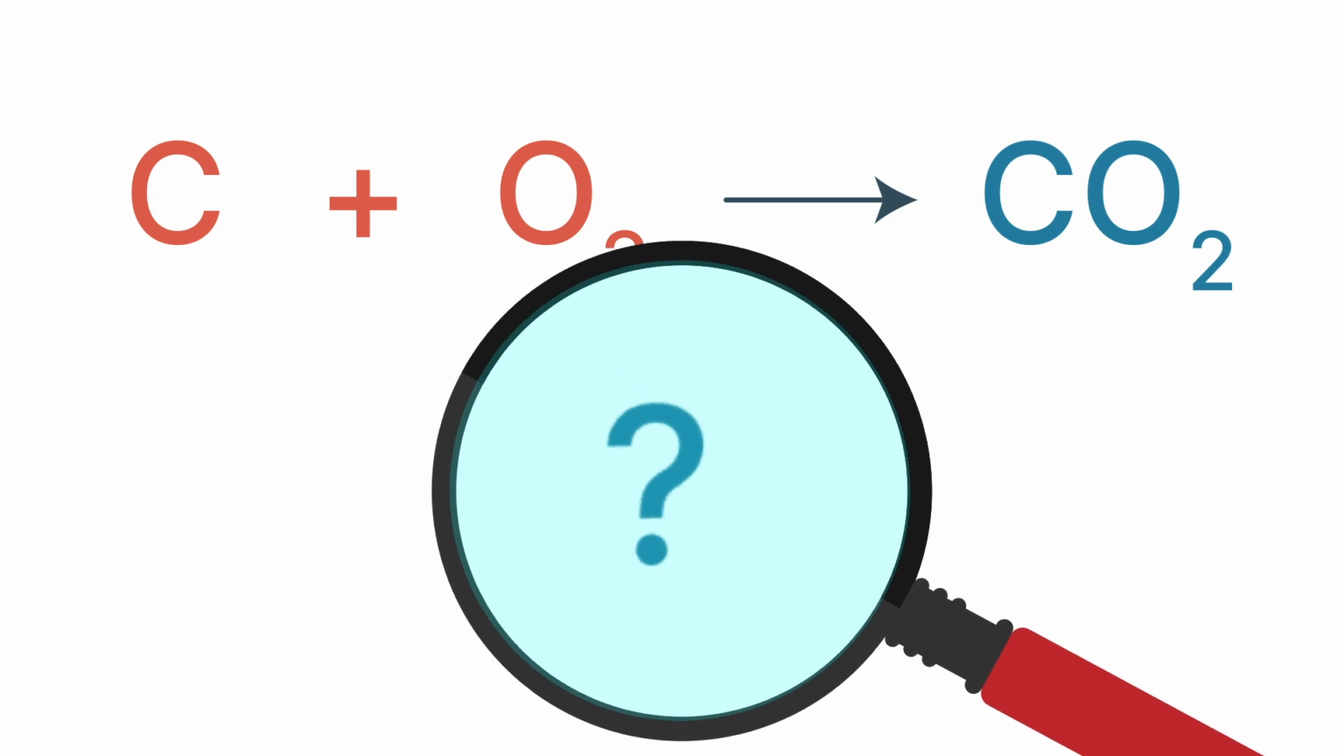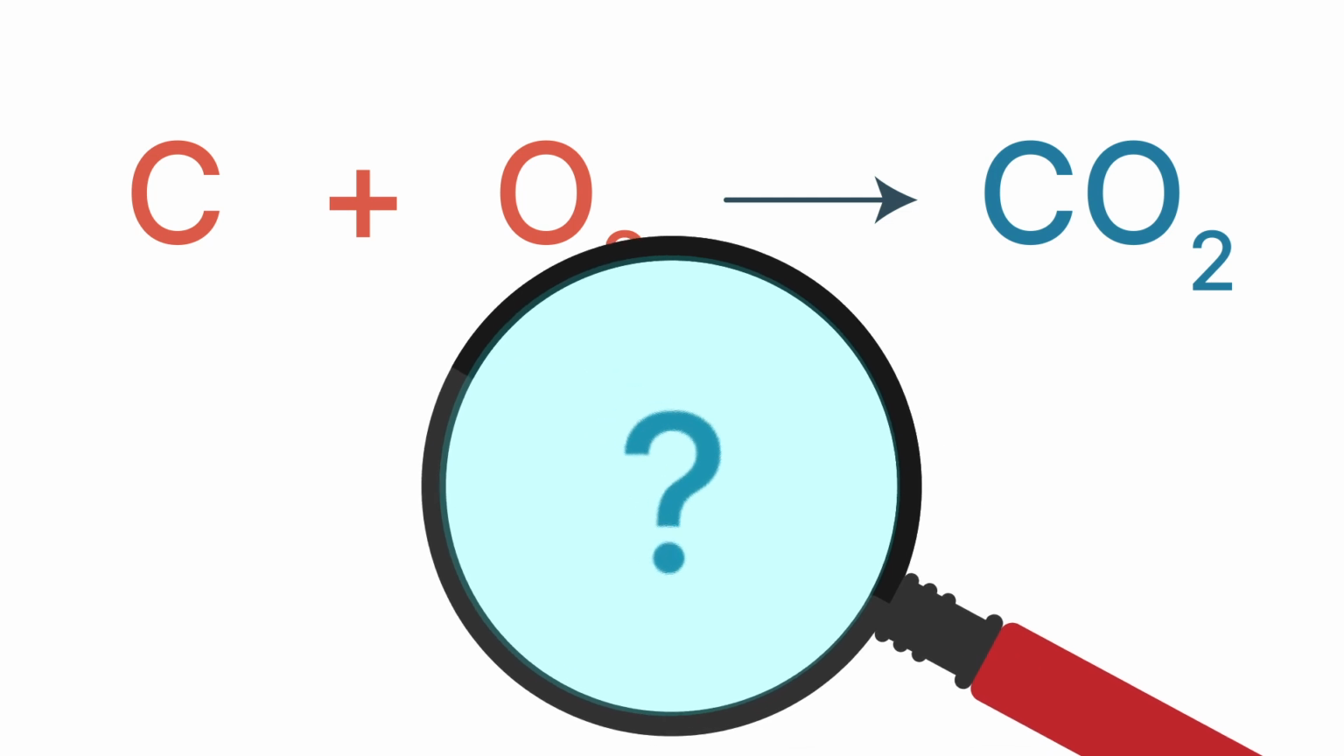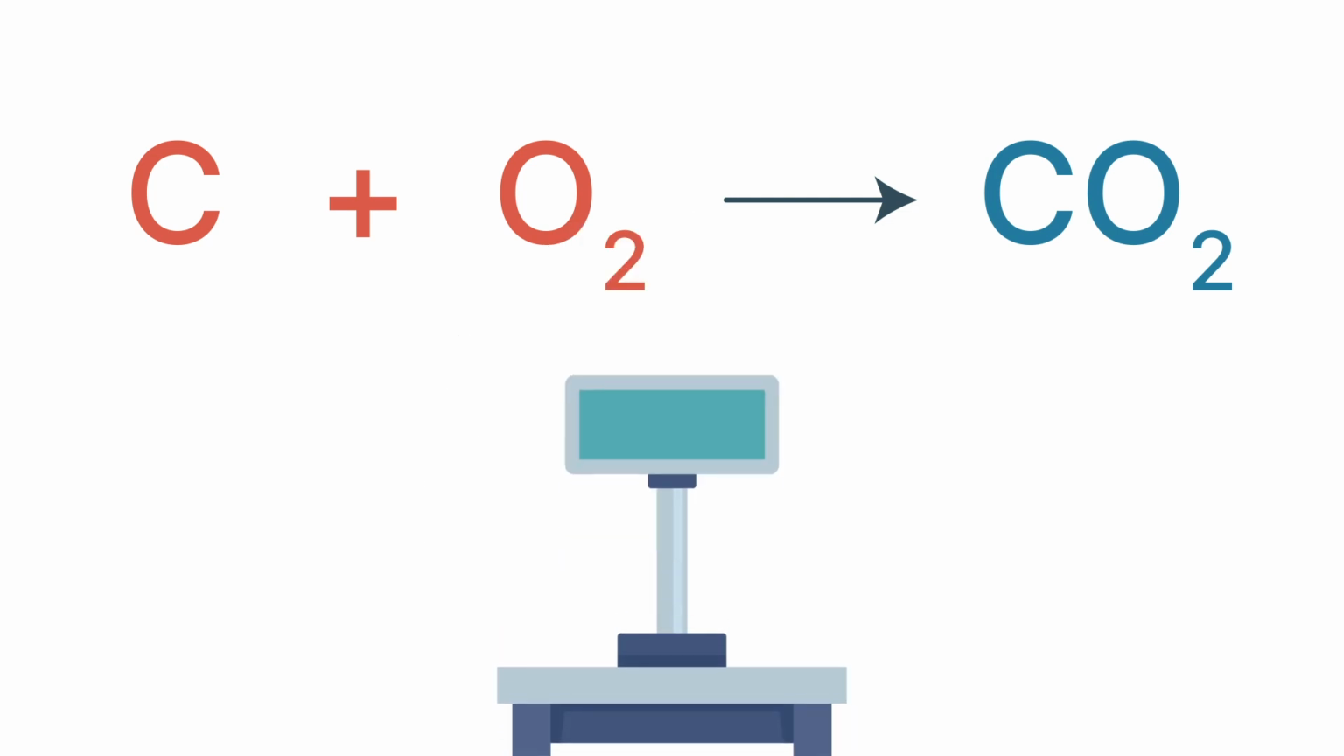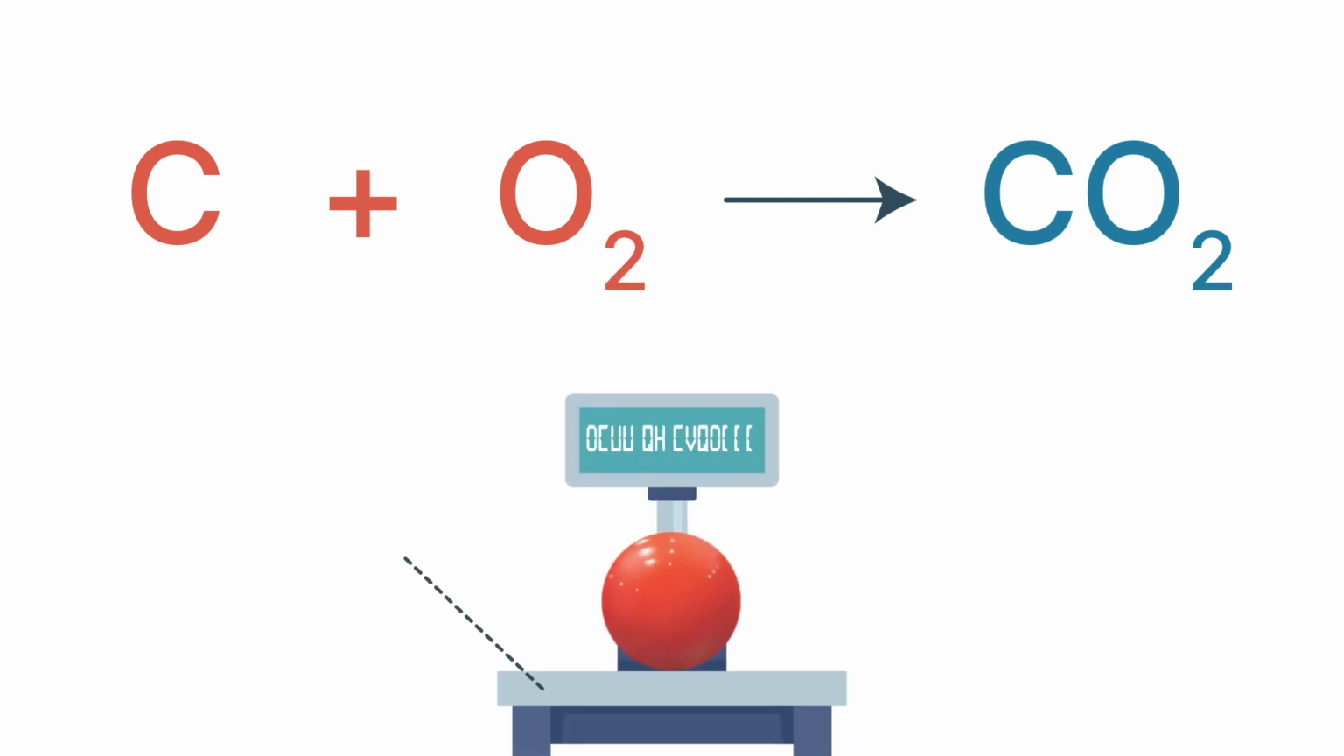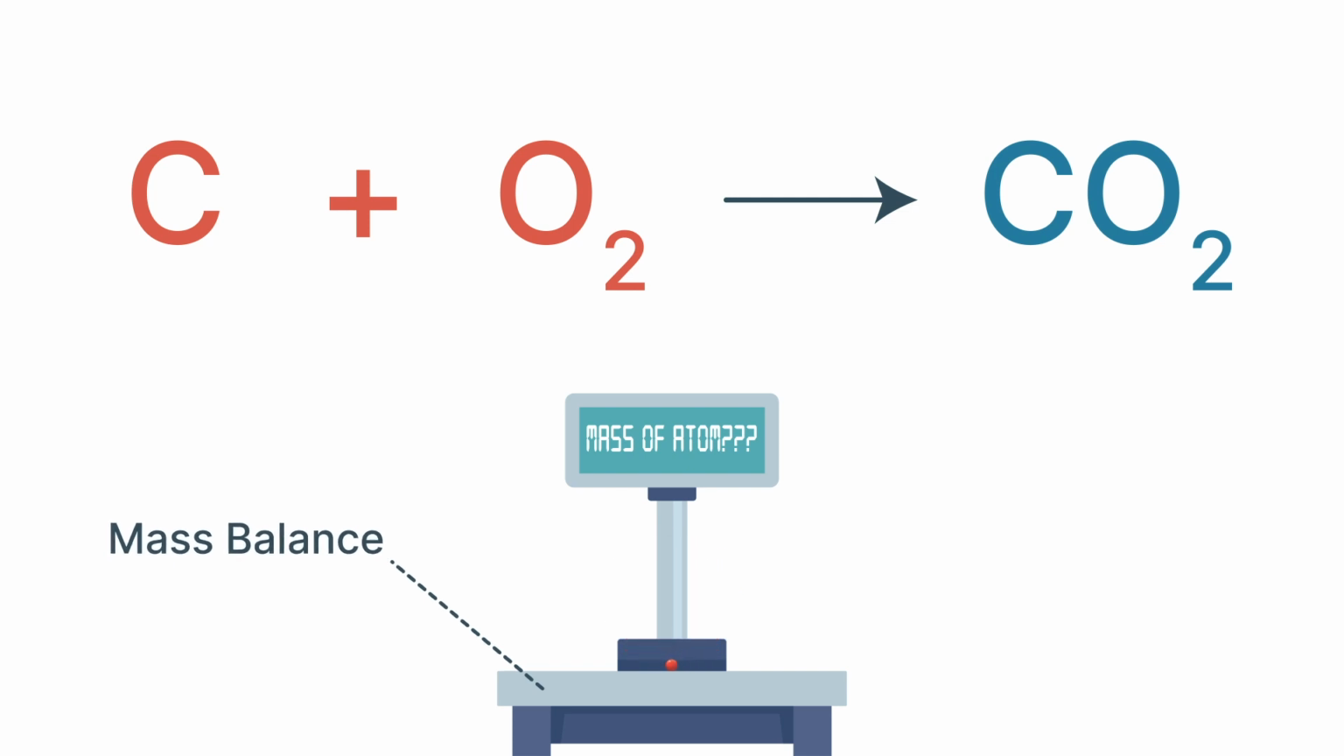But of course, not only is counting particles impractical, it's also impossible. What kind of machine could do such a thing? Well, we have the mass balance, but of course this measures mass. And how can you measure particles as small as atoms with this?